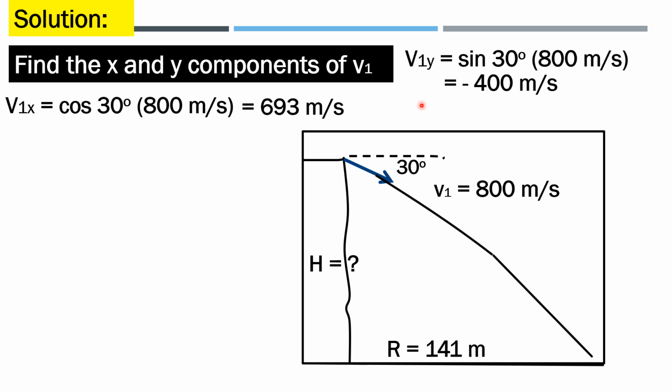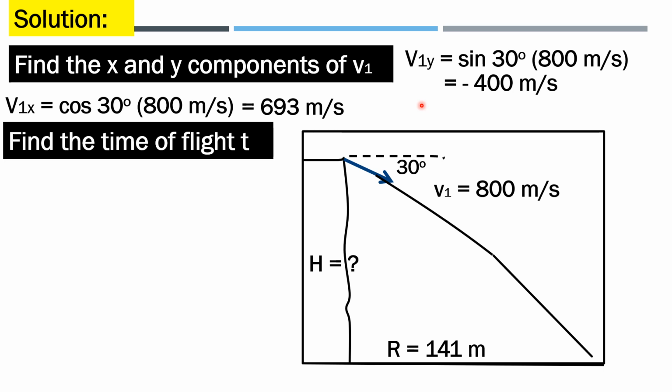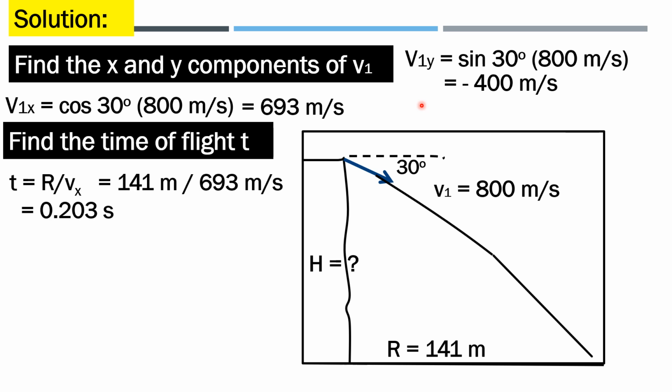Okay, so from there, how do we continue with our computation? Now that we know the y component of the initial velocity, we can now determine the time of flight, the time t. How long it will take for the bullet to hit the ground, okay? That is what we mean by the time of flight. And that can easily be determined because we are already given the horizontal displacement or the range, which is 141 meters.